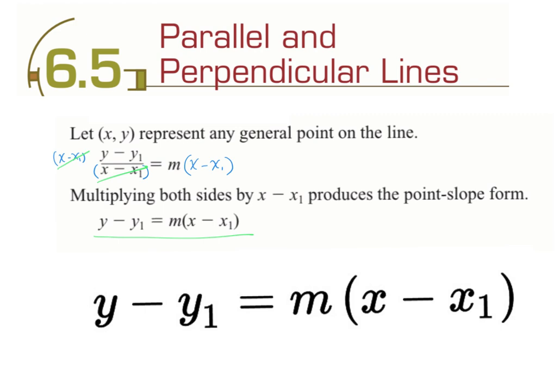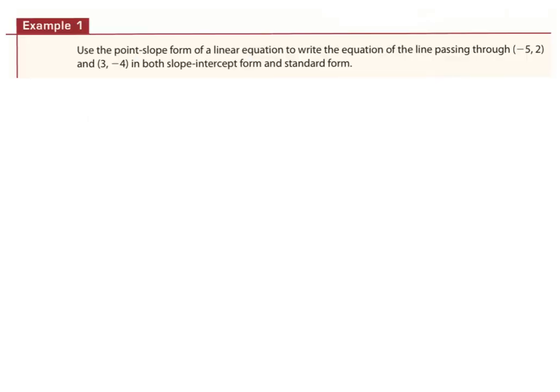And so if you look at the first example, we have 2 points. We don't have the slope, but we can find the slope anytime we have 2 points. So for this first example, they've given us a line that passes through negative 5, 2 and 3, negative 4. And they want it in 2 ways. They want it in slope-intercept and they want it in standard form, all right?